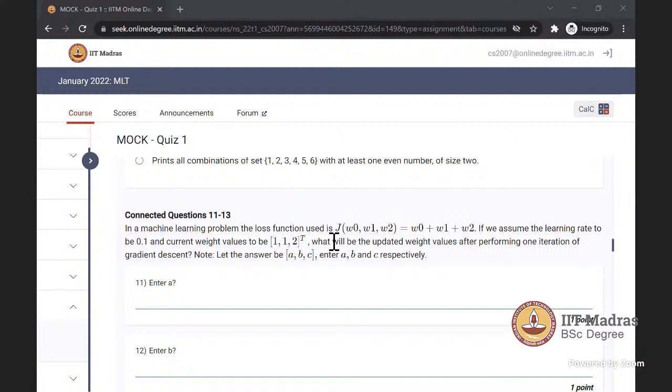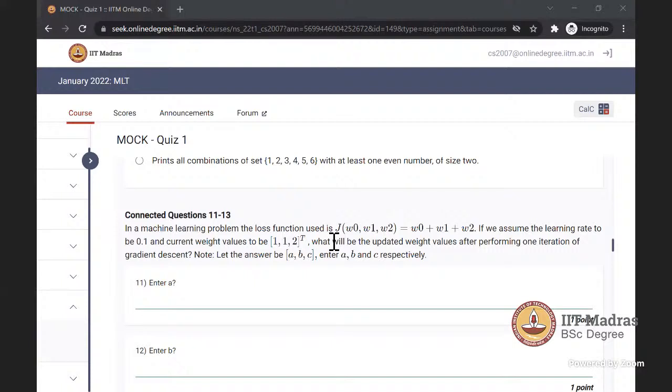So when you do this dou J upon dou W, what will you get? For W0, you will get 1. For W1, you will get 1, and for W2, you will get 1, right? Now you have to multiply the learning rate with it. Learning rate is 0.1. So 0.1 into the vector 1 1 1. And then you have to subtract it from this 1 1 2, which was the present value. So 1 1 2 minus 0.1 into 1 1 1. So it is 0.9, 0.9, 1.9.